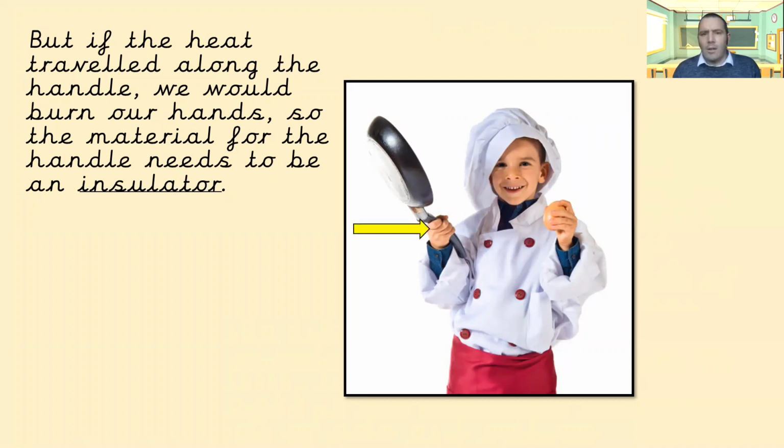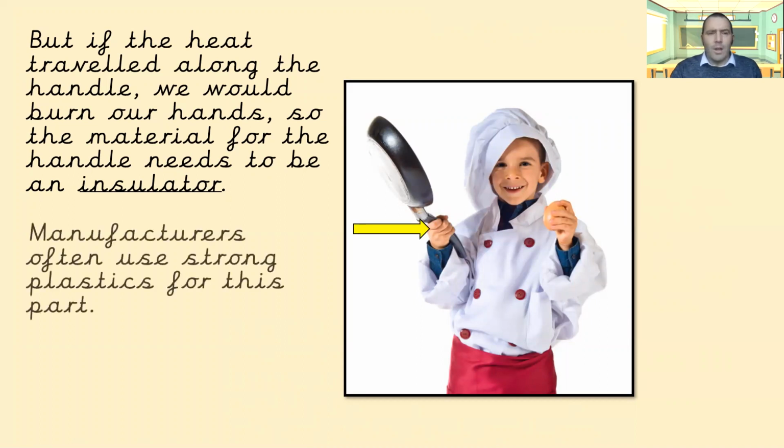So the handle, where our chef here is holding it, often uses strong plastics for this part. So these are plastics that are stable when they're hot. It's no good having a plastic that melts when it gets hot, because you end up with hot melted plastic all over your hands while you're cooking, which we definitely don't want to happen.